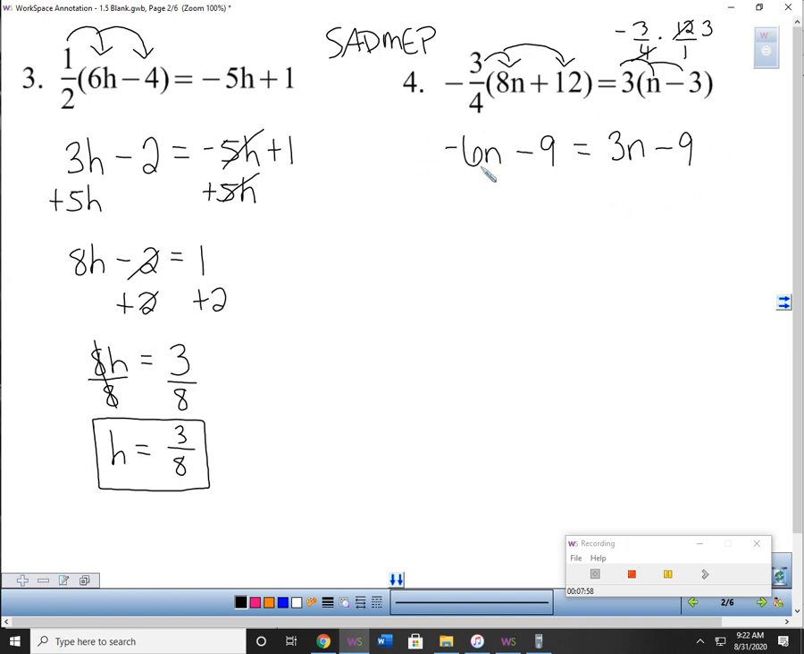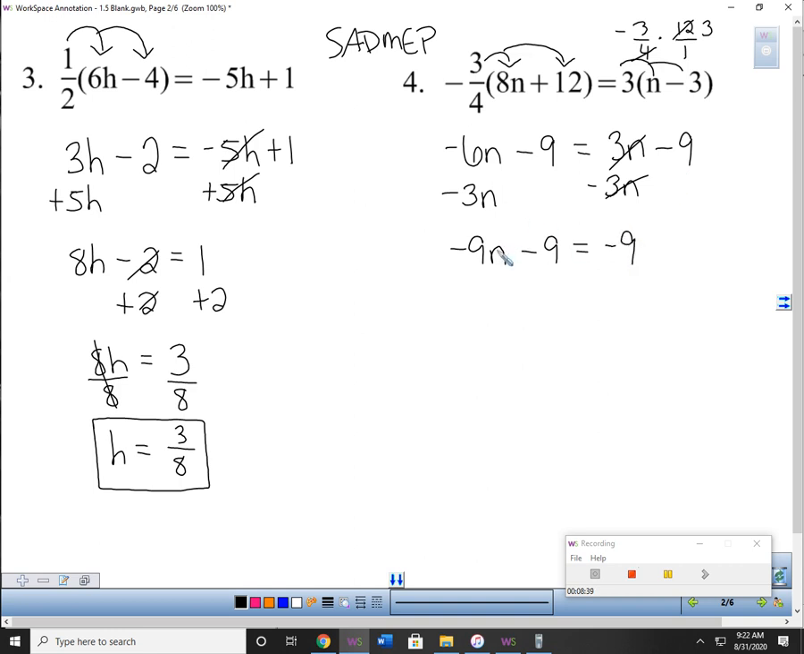I notice that I can't put these together because they're not like terms, and I can't put these together because they're not like terms. But I do know that I need to move this n over here. So since this is a positive 3n, I'm going to subtract 3n and put it with the negative 6n on the other side. So this cancels. And negative 6n minus 3n is negative 9n. I still have the minus 9 equals, and then over here I still have negative 9.